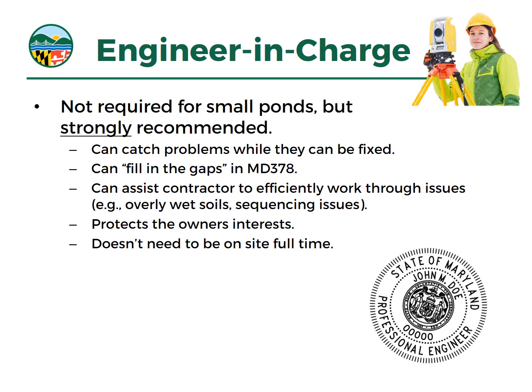But when we approach it with the engineer in charge mindset and designate somebody to fill that role, they can catch problems while they can be fixed. Whether it's poor construction practices or somebody forgetting to document issues properly that lead to difficulty with as-builting, they fill in the gaps in 378. 378 as a document has lots of ambiguities, and it doesn't cover everything. It was really meant for agricultural ponds, and now we're using it for these urban and highly urbanized areas for stormwater management. So it's just not always the right document.